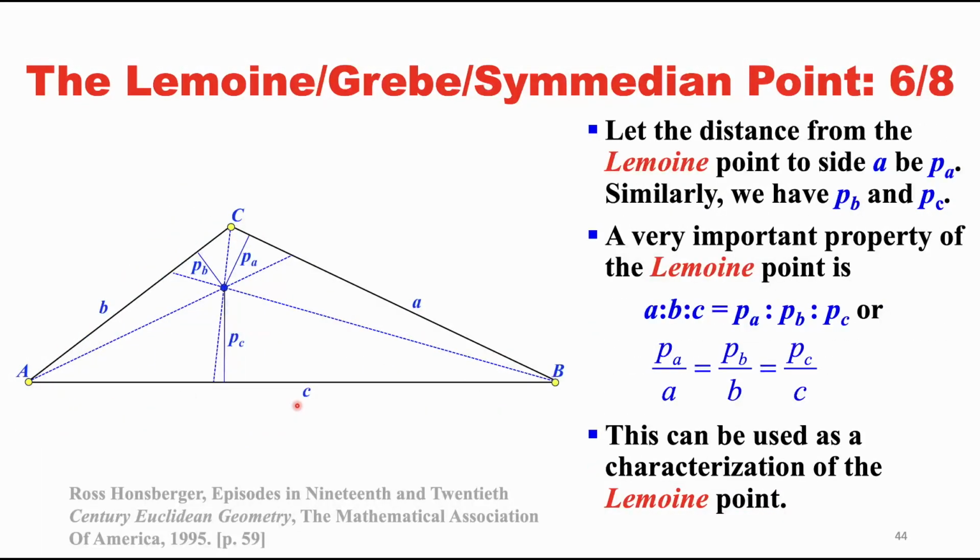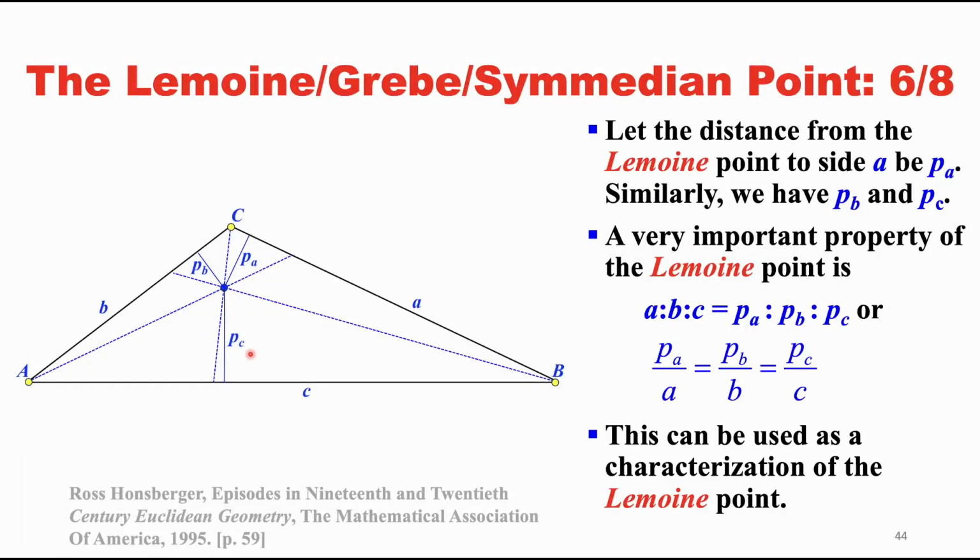We offer you another look at the Lemoine point of triangle ABC. Let's say this is the Lemoine point. Let's construct a perpendicular from the Lemoine point to each side. The distance from the Lemoine point to side a is PA. The distance from the Lemoine point to side b is PB. And the distance from the Lemoine point to c is PC.